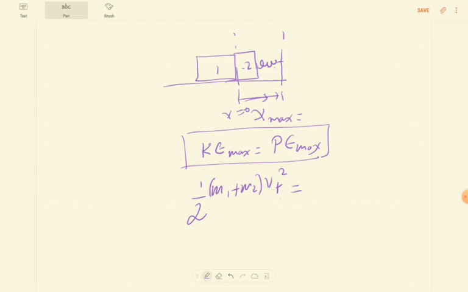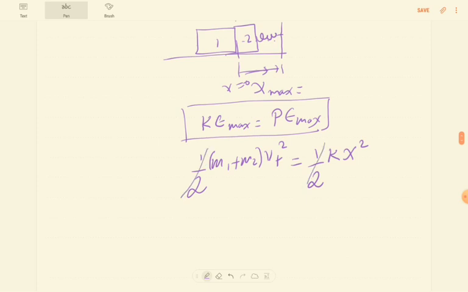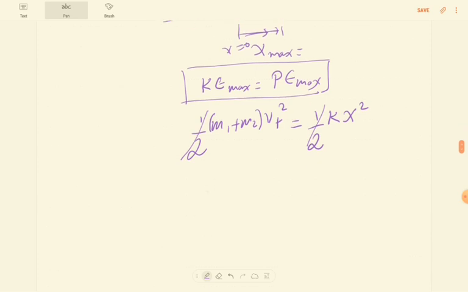So this should be equal to the maximum potential energy of the system, but the potential energy in this case is the spring's elastic potential energy. That would be half times the spring constant k times x squared. X is our desired result. So here we don't need the half term. So finally, with simple substitution, we would find that x squared equals m1 plus m2 divided by k, of course, times vf squared.